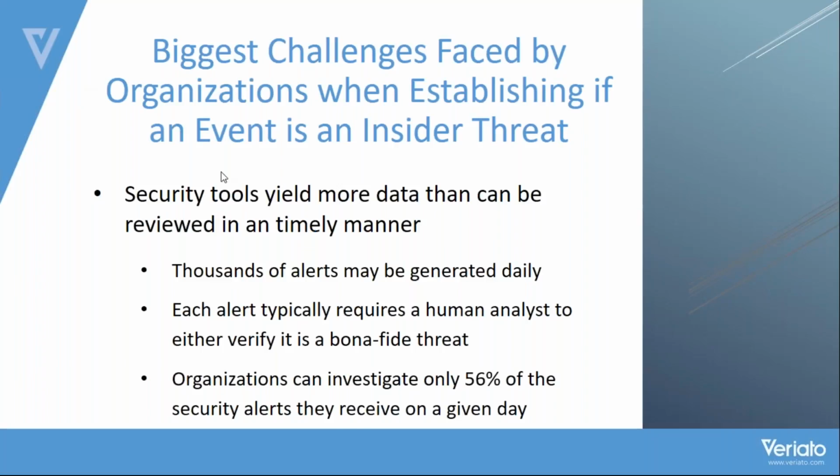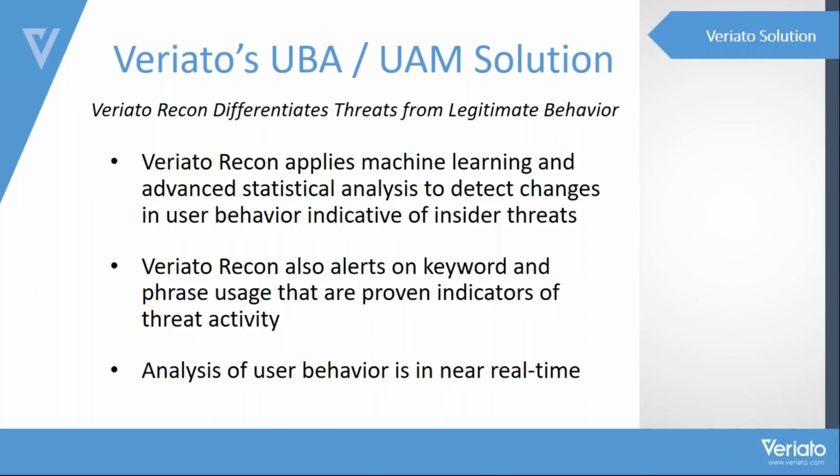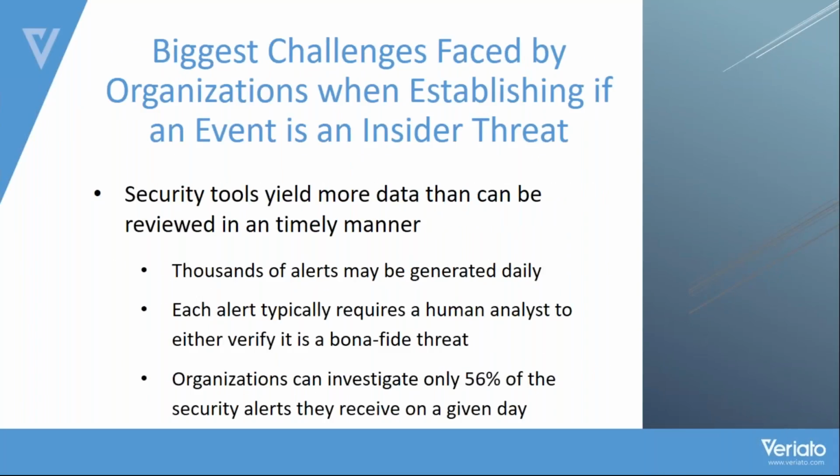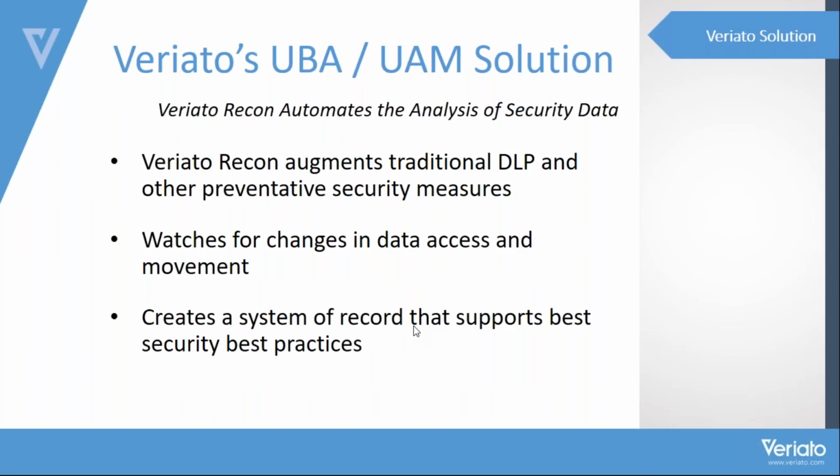So I'm going to get through this quickly, because we lost a couple of minutes there. But as I was saying, I don't know where you lost me, if you saw what I talked about regarding users' roles and responsibilities, but I'm going to jump here. More data than we can deal with. I told you there's thousands of alerts. In an organization, I can only investigate 50%, maybe 56% of those, and it takes a human to do that, which means it takes a lot of time and abilities. So with Recon, I can augment those traditional data loss prevention tools and other preventive security measures that I have. I can watch for changes in data access and the movement around my network that people are doing, and then create a system of record that supports best security practices for fixing these things. Okay?